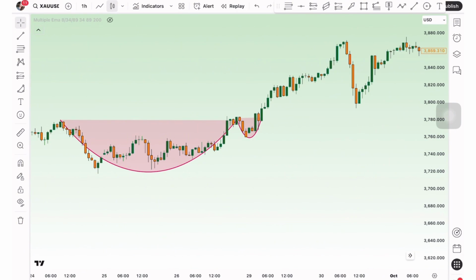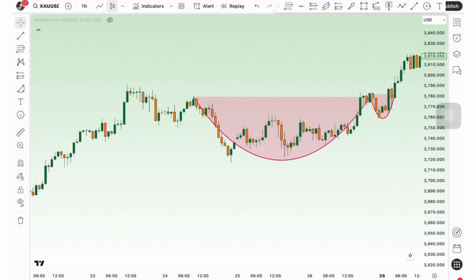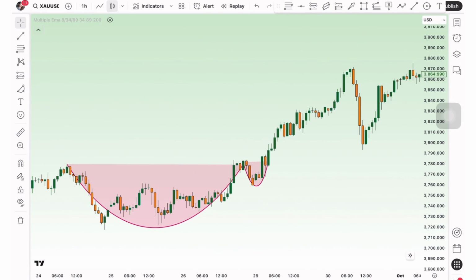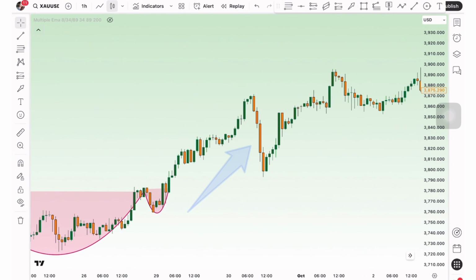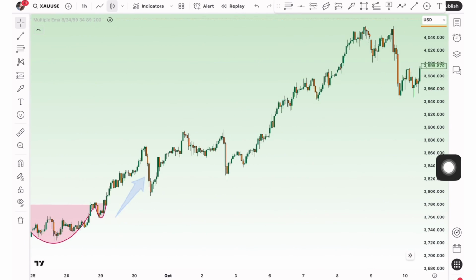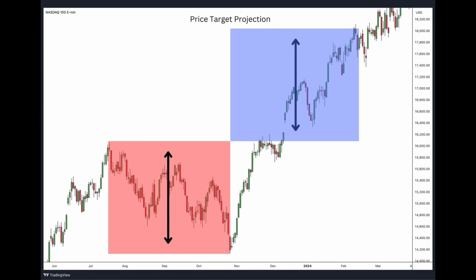Project the price target. Set a profit target based on the cup depth, projecting that distance upward from the breakout level to establish the take profit exit point. And the second thing is the resistance levels. Consider the structural resistance levels from previous uptrends as potential zones to take profits, especially if the price nears these levels.